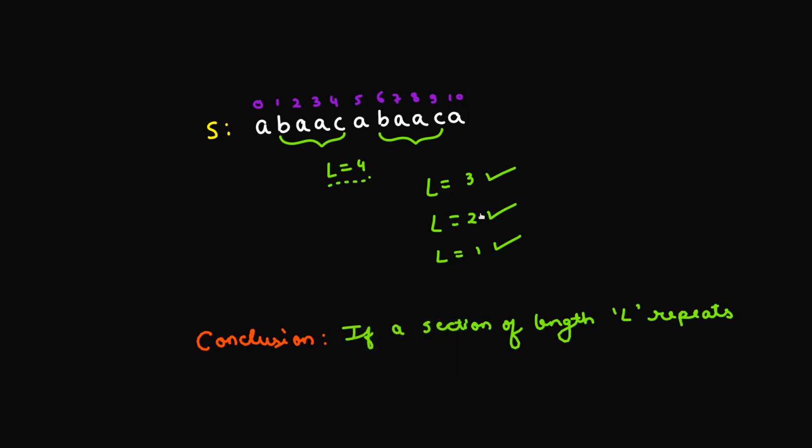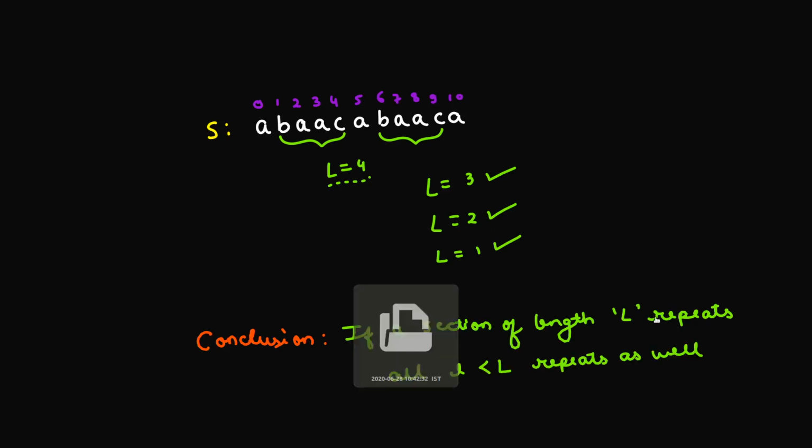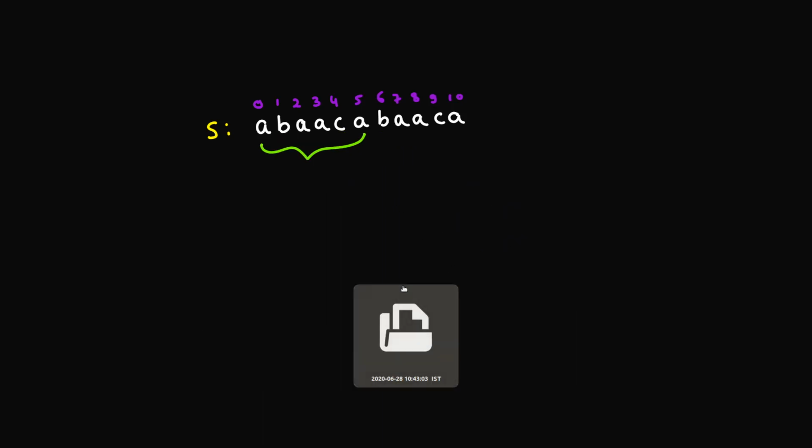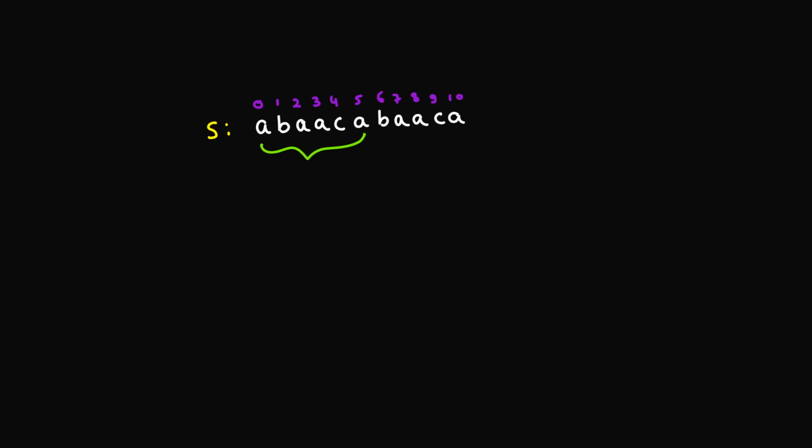Okay, so that's one useful piece of information that we'll be using. And what is the conclusion that you can derive from this? The conclusion is, if a section of length L repeats, then definitely a section of length smaller than L repeats as well. That is the conclusion that we'll derive from here. Now how we can use this information is something that we'll be seeing later.